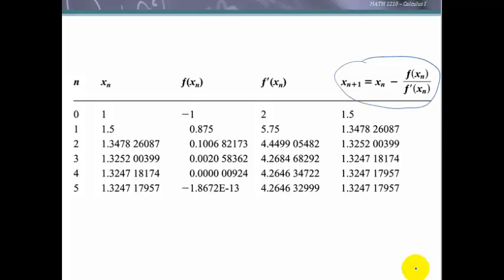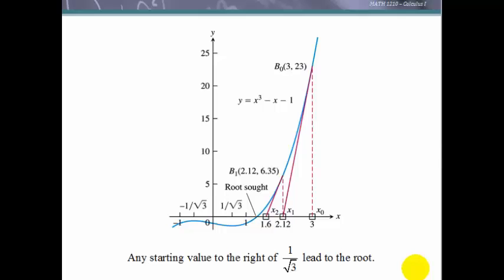Now, it turns out on this one, if we would have picked any starting value that was to the right of 1 over square root of 3, it would lead to the root as we followed this. But if we would pick something over here, we could be led other places. So there's a lot of cautions for Newton's method, both for starting values and for if you're trying to program this or work on this to see if it converges.